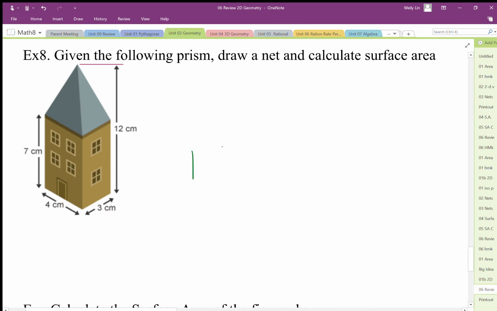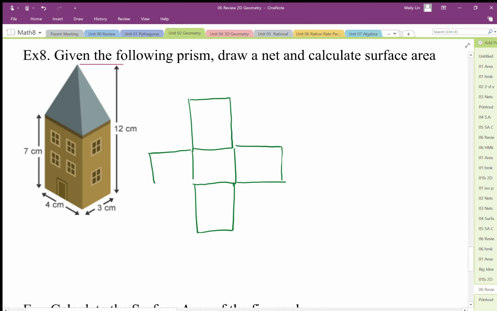So I'm going to have my rectangular base. I've got a rectangular side on this side. I've got a rectangular side on this side. And each of these rectangular sides has a triangle rooftop associated with it. So I'm going to do that as well. So there's some congruent pieces here.